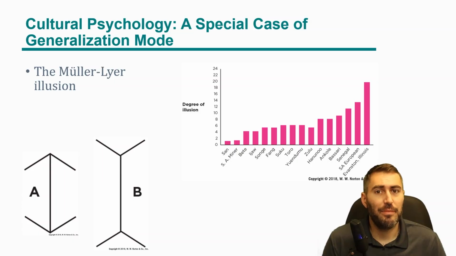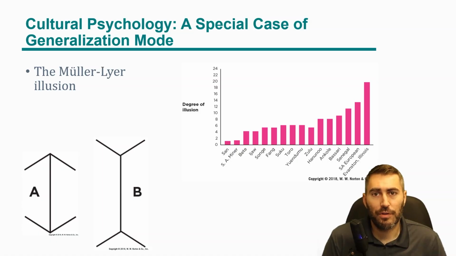You might be familiar with this perceptual illusion called the Muller-Lyer illusion. Does the vertical line B appear longer than the vertical line A? Well, the lines are actually the same length, but North Americans and Europeans tend to say that line B is longer than line A. If you look at cross-cultural results, which you can see in the graph, you'll see that many people around the world do not see line B as being longer than line A.